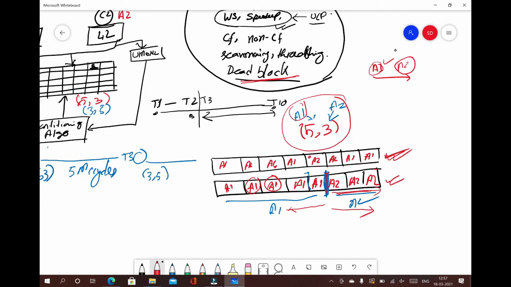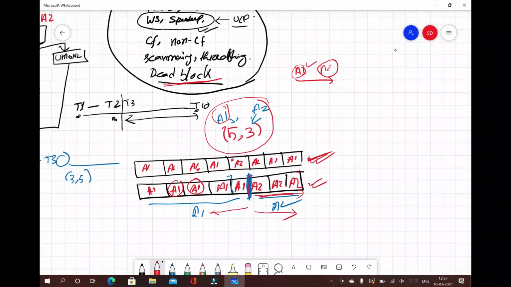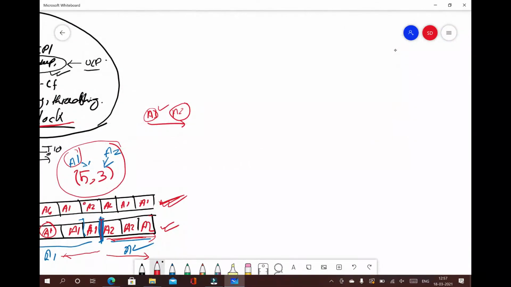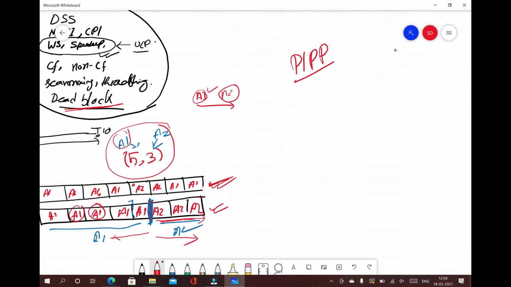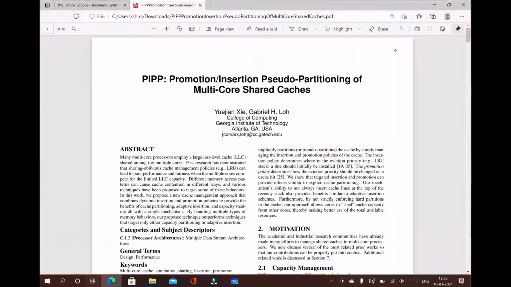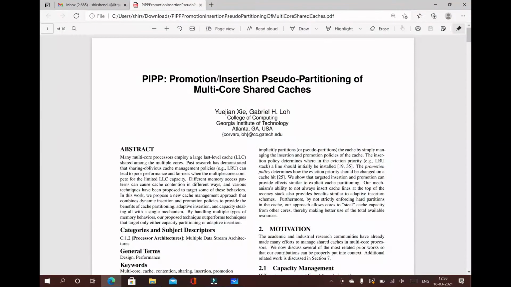So that's why the paper that I will explain today is called PIPP. In short form, it's called PIPP. Remember this term. Every time I say PIPP paper, you have to remember that I'm referring to this particular paper. It's a paper proposed in 2009, I think, in ISCA. Let us go to this paper and try to quickly explain it, because I've already explained all the basic motivation. So this is the paper.